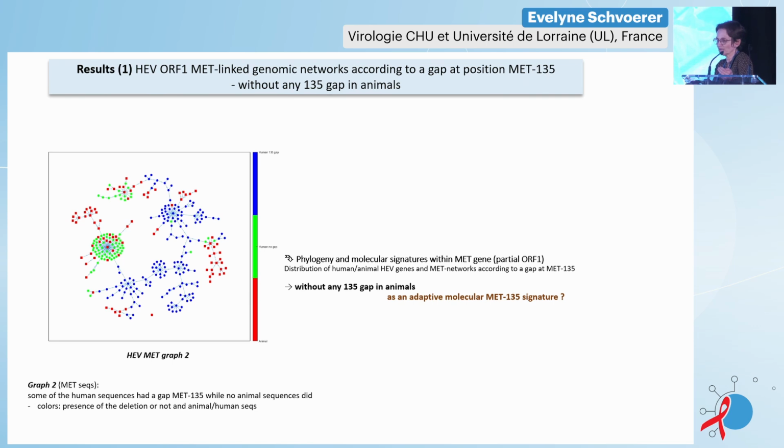And you can see that the blue cluster, the sequences with a gap in human origins, are very clearly not randomly distributed, but grouped. And this could maybe be linked to the gap at a proline residue next to the catalytic site of the enzyme, and this is under exploration.